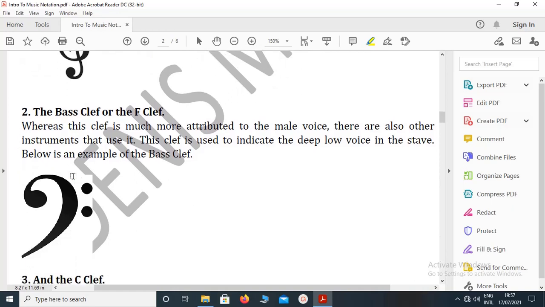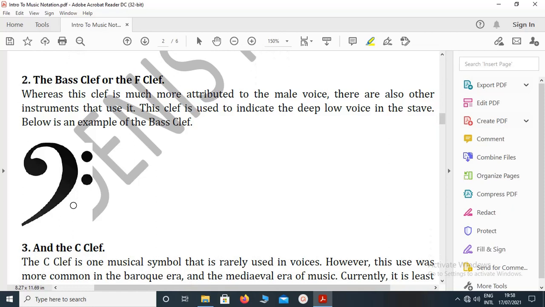Now, whereas this clef is much more attributed to the male voice, there are also other instruments that use it. This clef is used to indicate the deep, low voice in the stave. So this is how it looks. And why we call it an F clef is because, according to the stave, the line that passes in between these two dots is called the line of F in music. That line is why it is called the F clef.